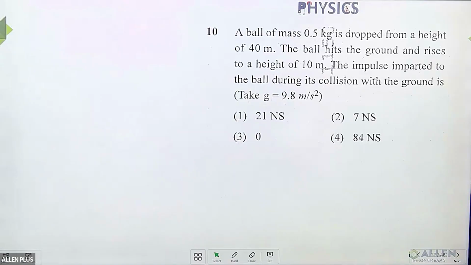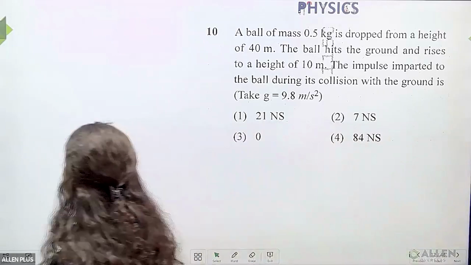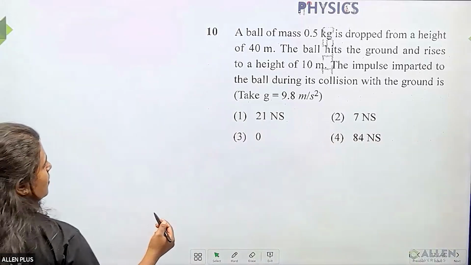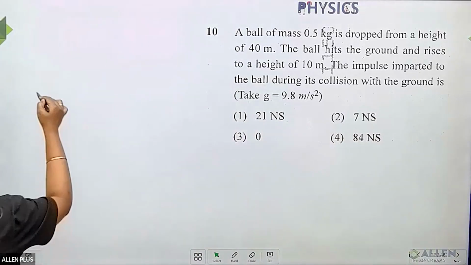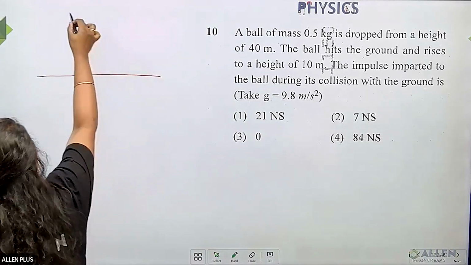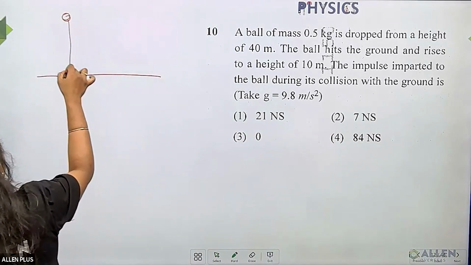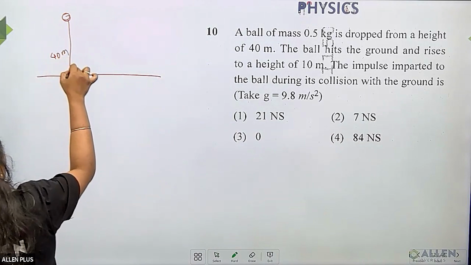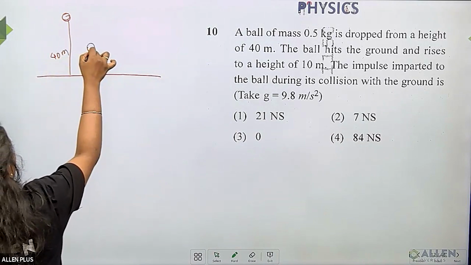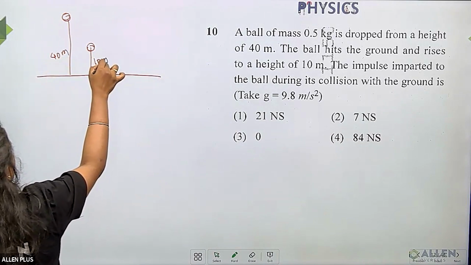A ball of mass 0.5 kg is dropped from a height of 40 meters. The ball hits the ground and rises to a height of 10 meters. Impulse imparted to the ball during its collision with the ground is. Okay, so what is happening? Impulse is nothing but the change in momentum we have to calculate at that particular instant. So if this is the ground, the ball is falling from 40 meters. After hitting, it is again rising back to a height of 10 meters.